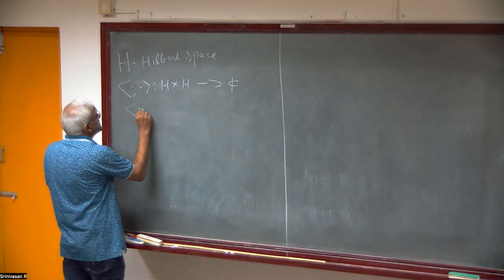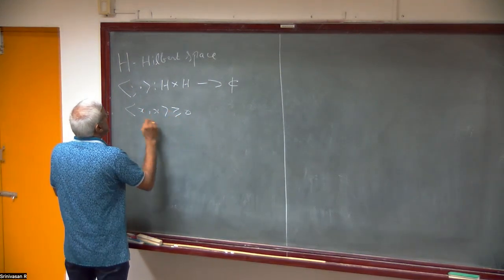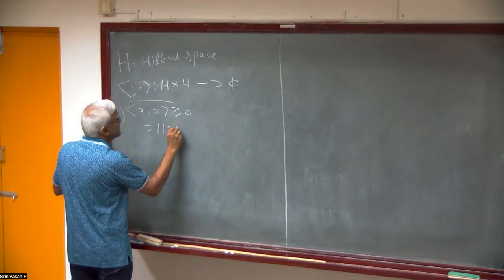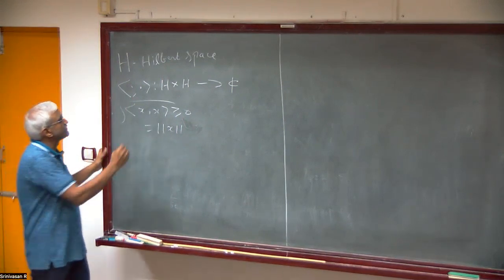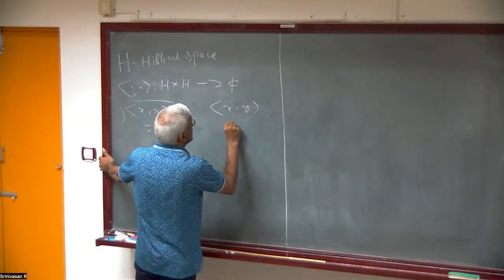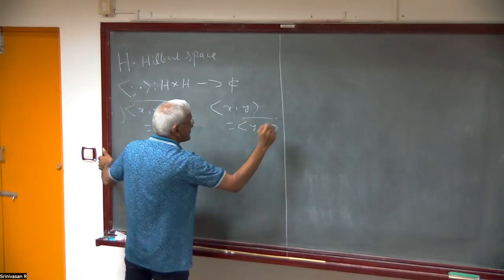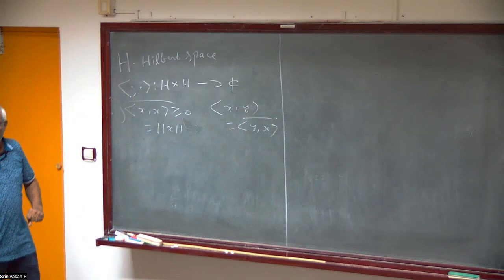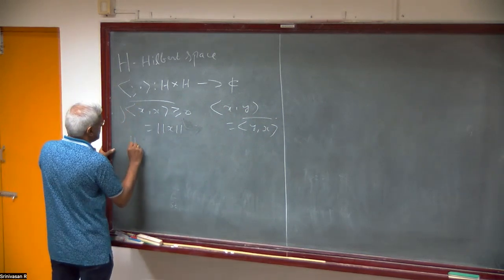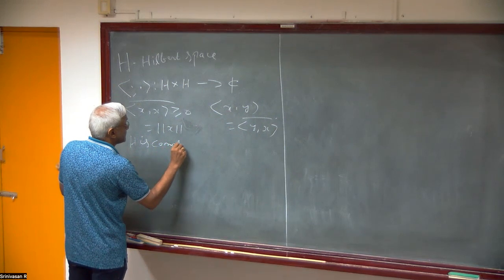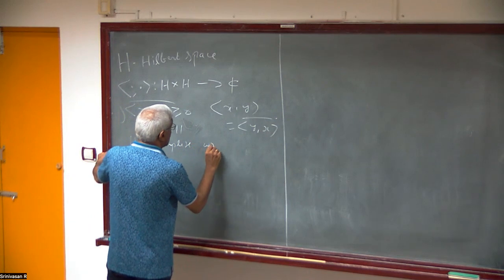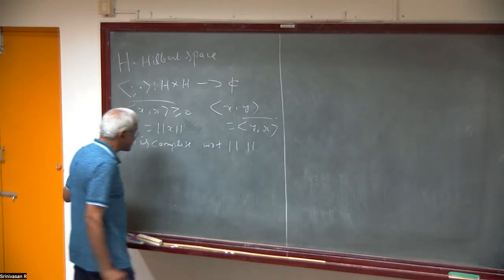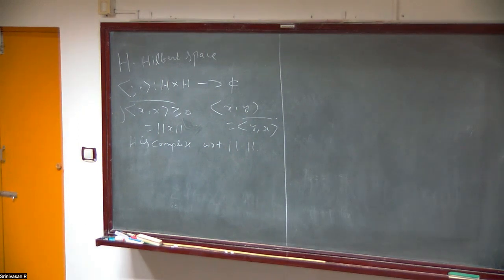And it satisfies this condition, ⟨x, x⟩ is greater than or equal to 0, and this is what we call norm x squared. This gives rise to a norm. And it is also true that ⟨x, y⟩ equals the conjugate of ⟨y, x⟩. With respect to this norm, H is complete. As a metric space, this norm gives rise to a metric, and H is complete with respect to it. Then we call it a Hilbert space. It's just an inner product space which is complete with respect to the induced norm.